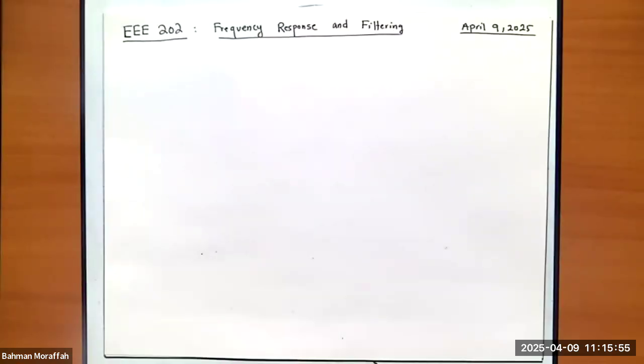As I promised, before we get into the frequency analysis, I'm going to do one more example on the AC analysis. But this time I'm going to do it at two different frequencies, and we're going to see how we can actually approach a problem like that. Then we're going to start talking about frequency responses and filtering.